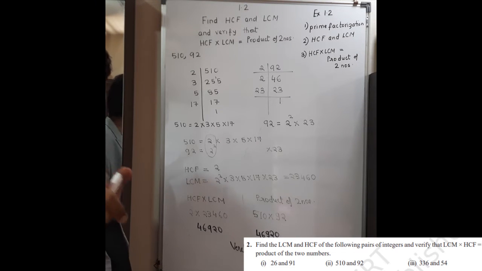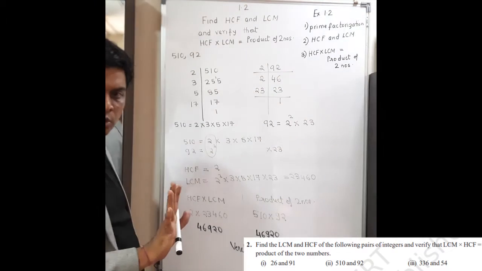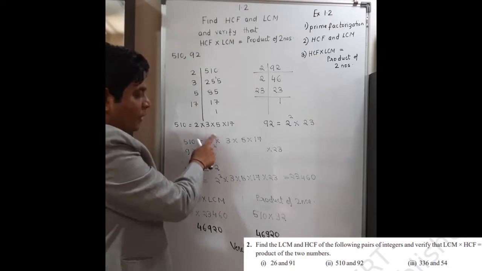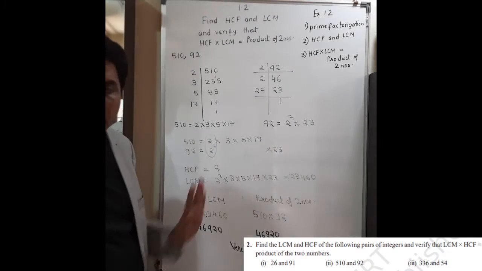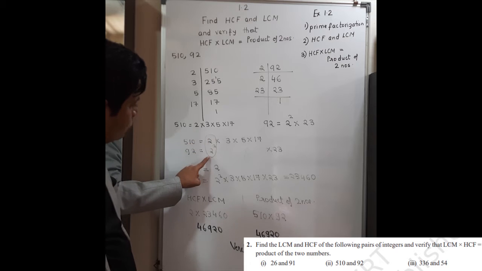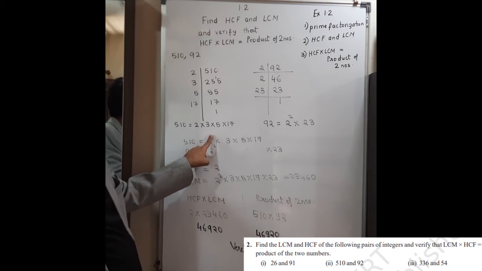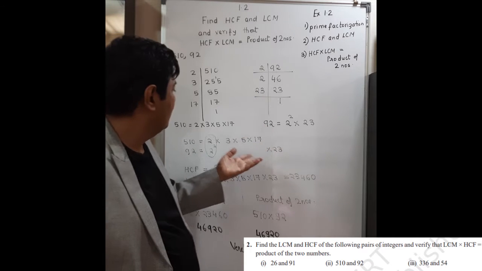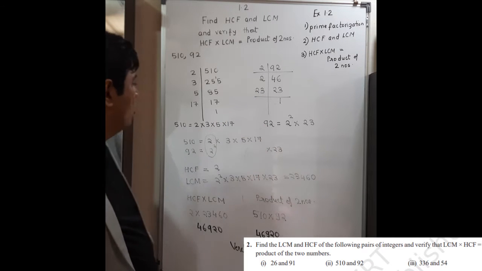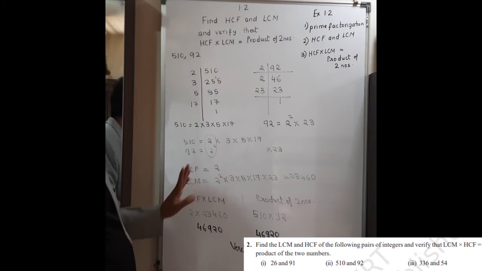First you have to look at the number which is common to everybody. So only 2 is the number which is common to everybody, so you will not look at any other number. Now out of these two, you have to select the smaller power. The smaller power is 1, 2 raised to 1. So your HCF will be only 2 raised to 1. What will be your HCF? 2 raised to 1, that is 2.